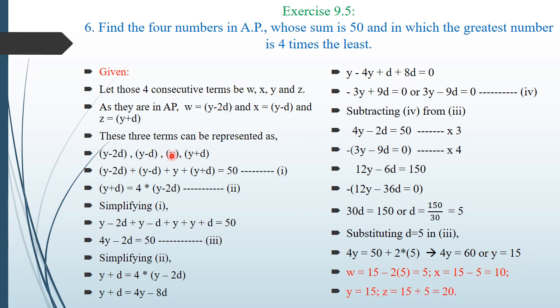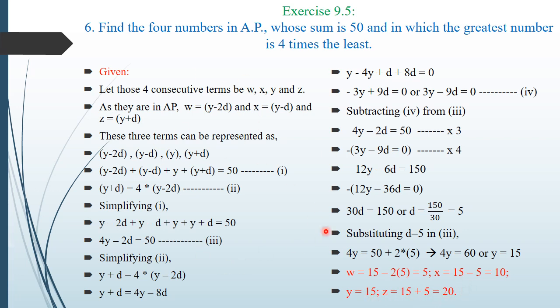Now, calculating these four terms as given in the equations, w will be y minus 2d. y is 15 minus 2 into d, that is 2 into 5. Therefore, I'll be getting w as 5. x is nothing but y minus d, that is 15 minus 5 is equal to 10. And the y term we have directly got, that is 15. And the z term is y plus d. So my y is 15 and d is 5. 15 plus 5 is going to give me 20. Therefore, those four terms are nothing but 5, 10, 15 and 20.